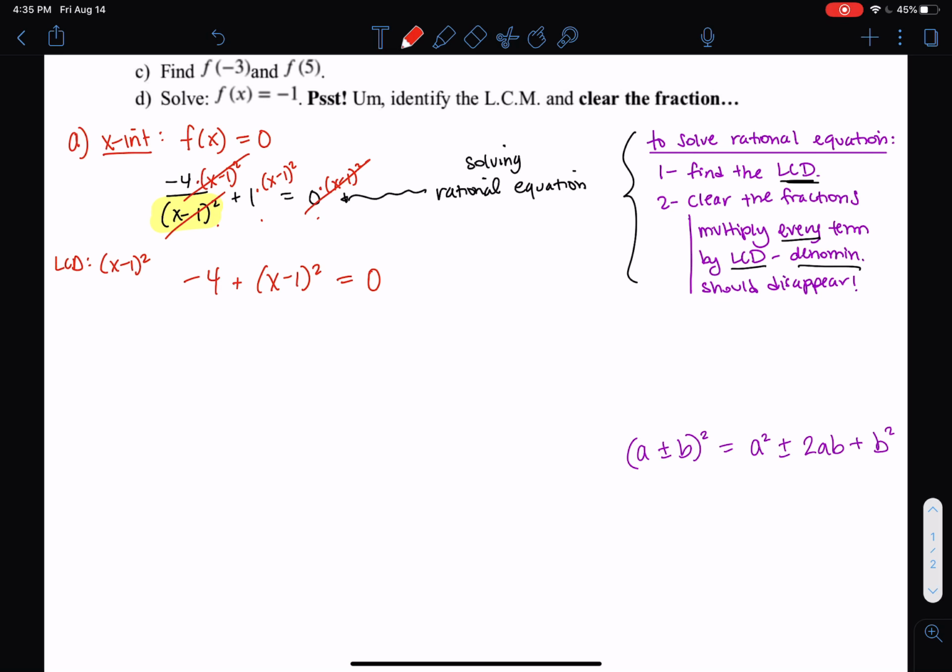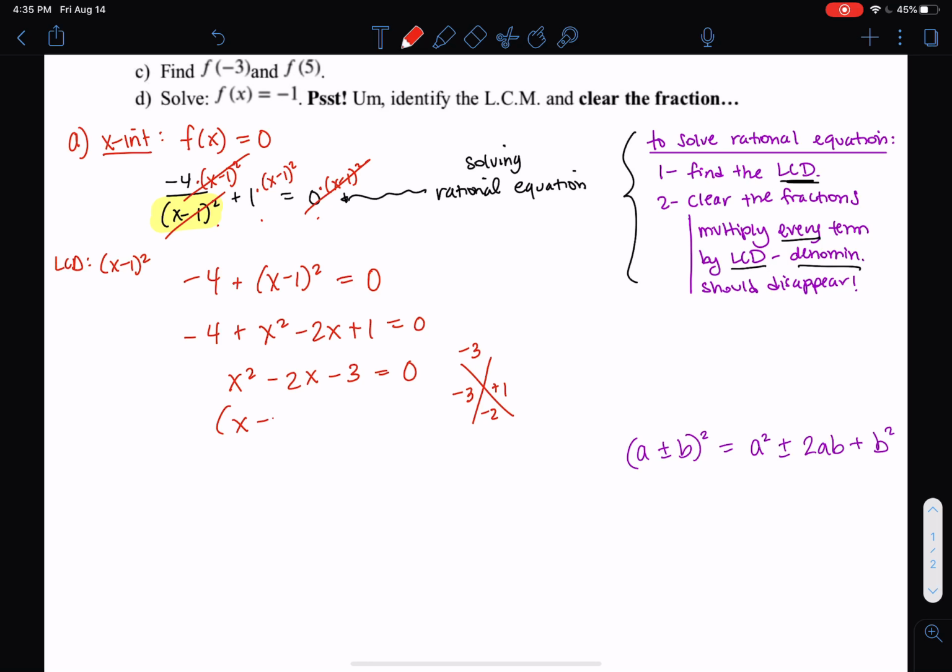From this step, I just have a quadratic, and we can solve it. This will be x squared minus 2x plus 1 equals 0, combining our like terms. And then lastly, we can factor this. This factors pretty nicely. I didn't have to use the quadratic formula, but if it didn't factor, I would have to try the quadratic formula, so just be prepared for that extra level if it comes to it. X equals 3 and x equals -1.